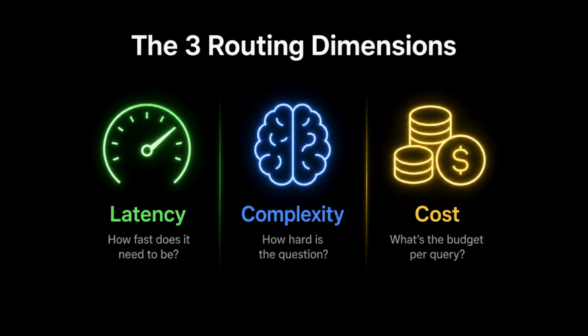So when a router evaluates a request, it's basically scoring it across three dimensions. First is latency. Does this need to come back instantly or can it take a few seconds? A live customer chat should be fast. A background summarization job, it doesn't matter. Second, complexity. Is this a simple lookup or does it require multi-step reasoning, code generation, nuanced judgment? Third, cost. What is the platform willing to spend per query? Enterprise customers might get better models. Free tier users might get routed to a faster, smaller model by default. So these three dimensions together drive most routing decisions.